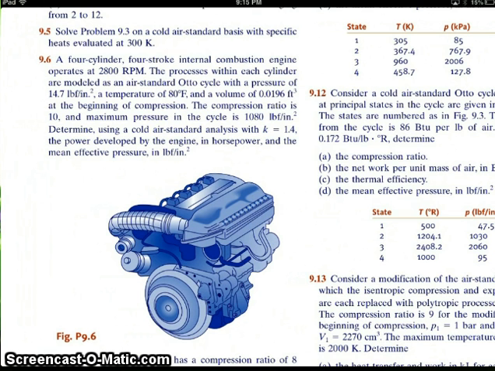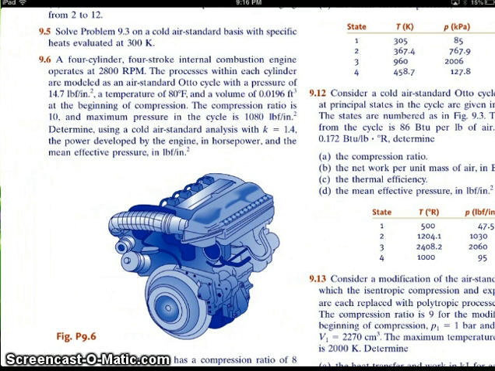The compression ratio is 10, and the maximum pressure in the cycle is 1080 pound-force per inch squared. Determine, using a cold air standard analysis with k equals 1.4, the power developed by the engine in horsepower and the mean effective pressure in pound-force per inch squared.